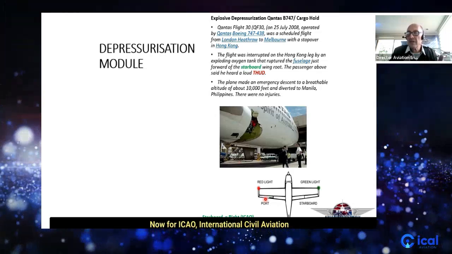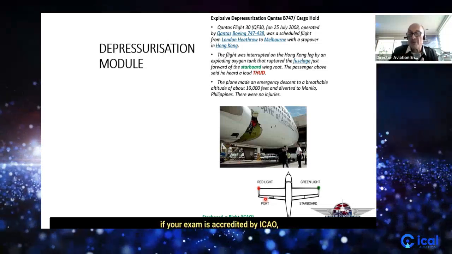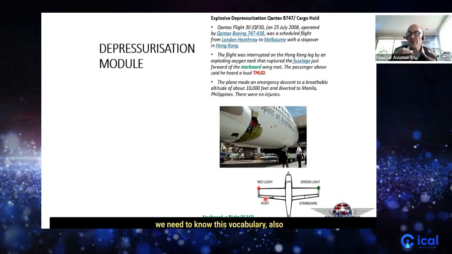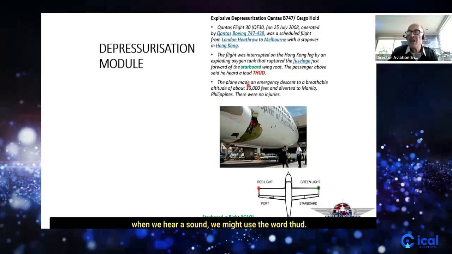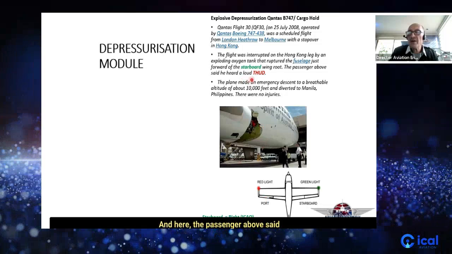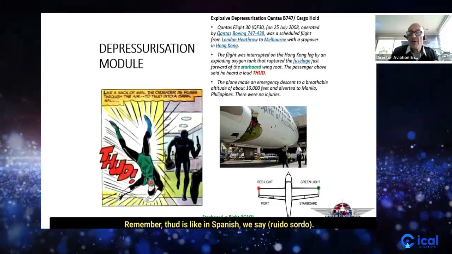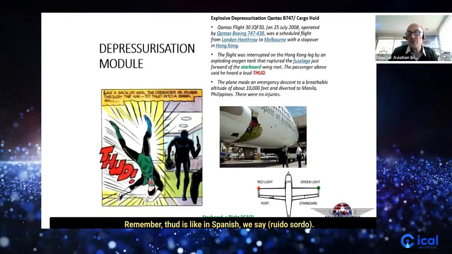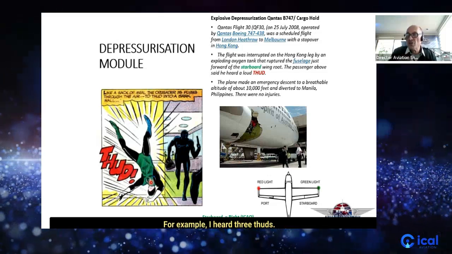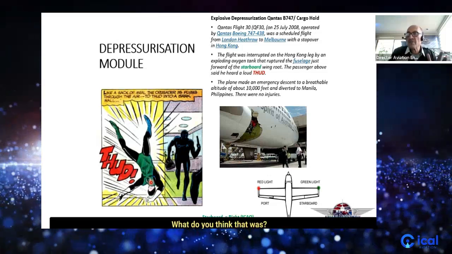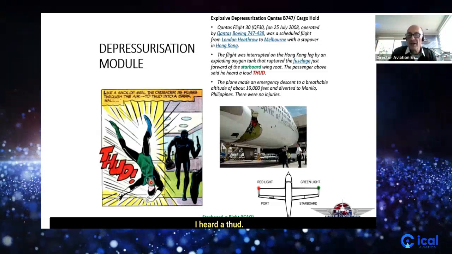Now for ICAO, International Civil Aviation Organization, the exam that is accredited by ICAO, we need to know this vocabulary. Also, very common in the English language, when we hear a sound, we might use the word thud. Here, the passenger above said he heard a loud thud. Remember, thud is like in Spanish, we say sonido suave. For example, I heard 3 thuds. What do you think that was? Bird strike, impacto de aves. I heard a thud.